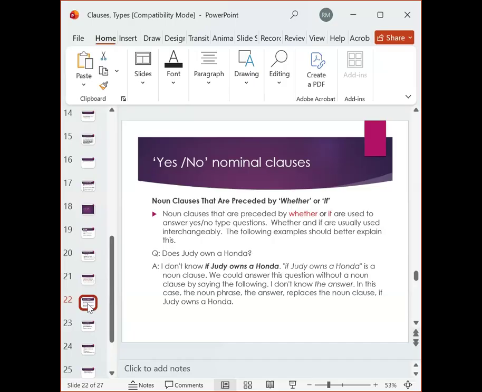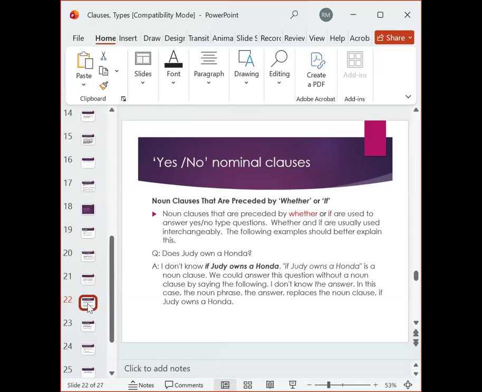So, in turning yes or no questions into sentences and nominal clauses, we tend to use whether or if. If Judy owns a Honda is a noun clause. We could answer this question without a noun clause by saying, I don't know the answer. The noun clause: if Judy owns a Honda. So if Judy owns a Honda is the noun clause and it's a yes or no nominal clause.